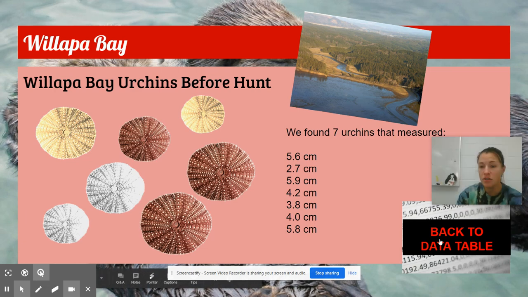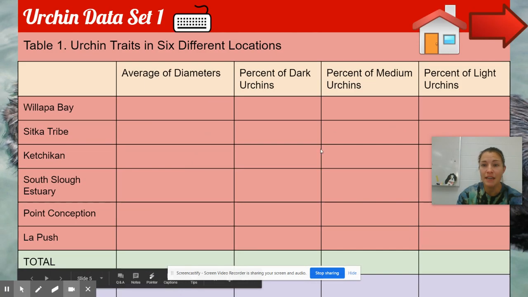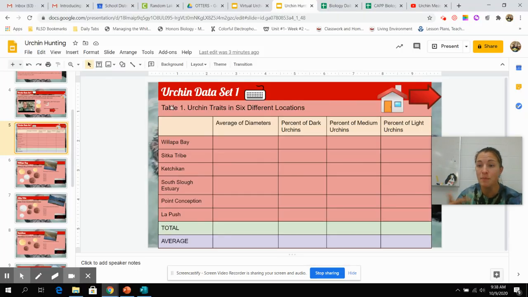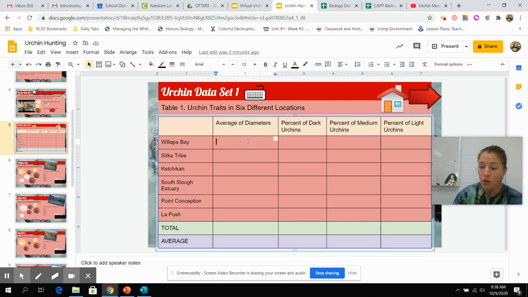So what I'm going to do is click on back to data table, and then it brings me back to the data table that I need. So on my keyboard, I'm going to press escape. So now I can go into the edit mode. My average diameter was 4.6 centimeters. My percent of dark urchins. So on my little Post-it, I wrote there were 3 out of 7 that were dark.